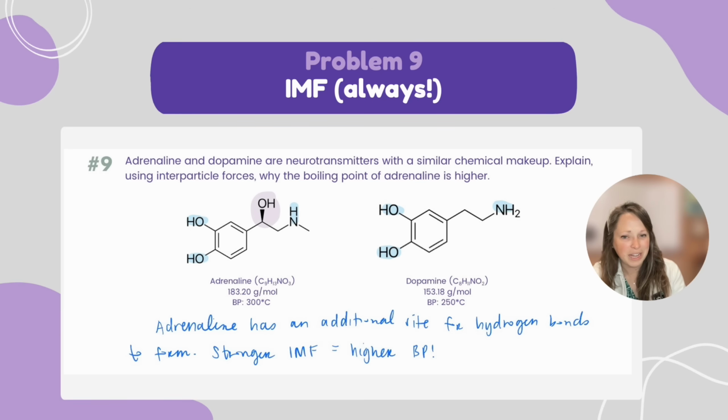So because it has more sites for hydrogen bonding to occur, it's going to have a bigger web of all these connections between molecules. The stronger the intermolecular forces, the more energy that's required to disrupt or break those attractions between molecules. Therefore, the higher boiling point. In general, the stronger the IMF, the higher the boiling point, the higher the melting point. But the exception is going to be the vapor pressure. The stronger the IMF, the lower the vapor pressure is going to be. So make sure you remember that distinction.